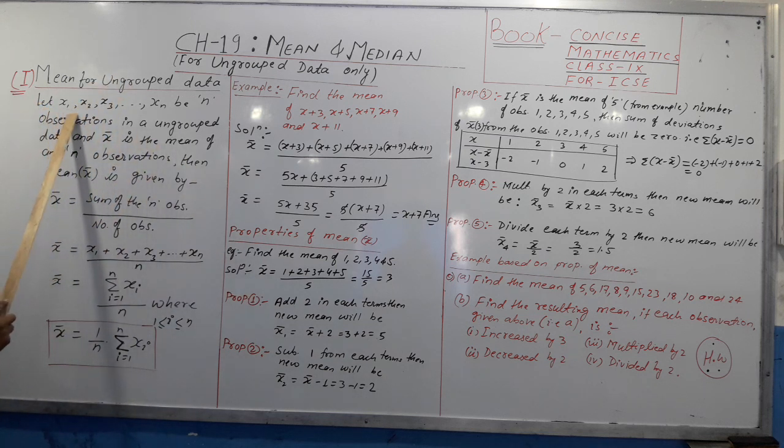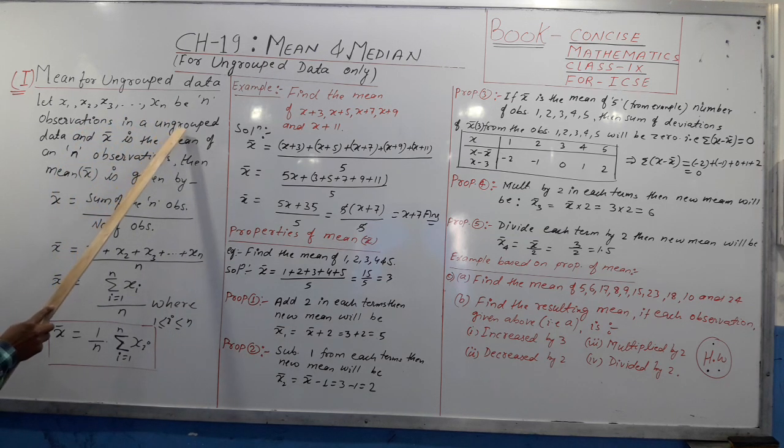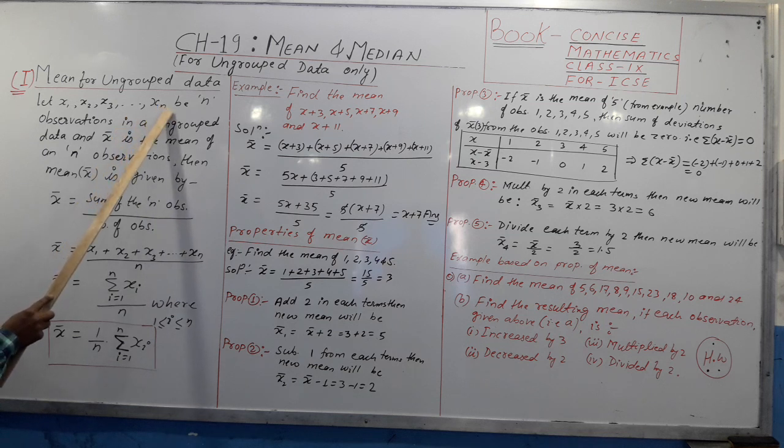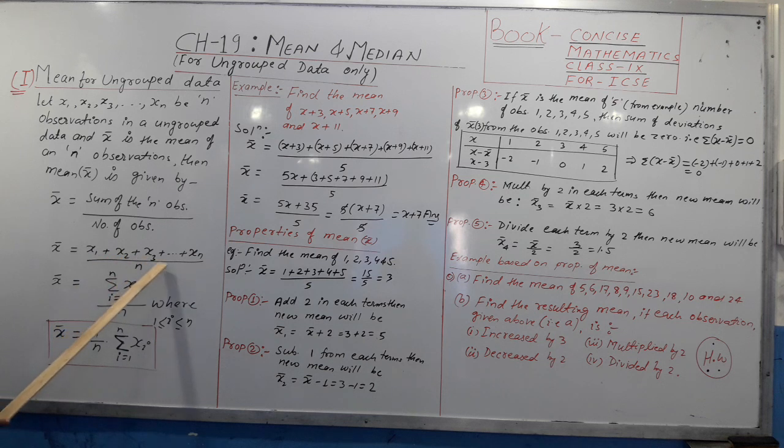See here, let x1, x2, x3 up to xn be n number of observations for ungrouped data, and x mean is the symbol for the mean of n observations. Then the mean is given by x mean is equal to the sum of the n observations, that means sum all these observations, divided by the number of observations, that means the count. There are n number of observations. Therefore, x mean is equal to x1 plus x2 plus x3 up to xn, and whole divided by n.